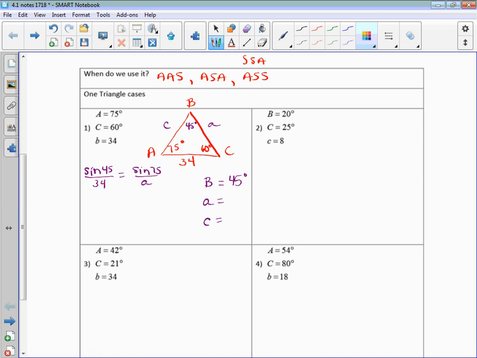And just key it in all at once. Do you guys see how you're really going to do 34 times sine of 75, all divided by sine of 45? Yeah, with all of these, don't do it in pieces, just put it all in, get your answer. Let me know what you're getting. Anybody want to say what they get? Okay, so I'll do 46.4.